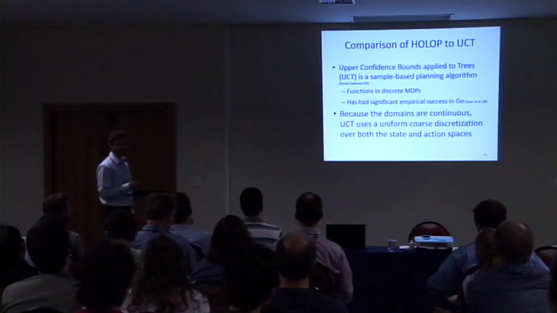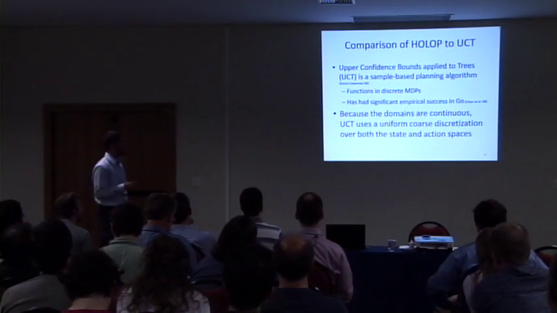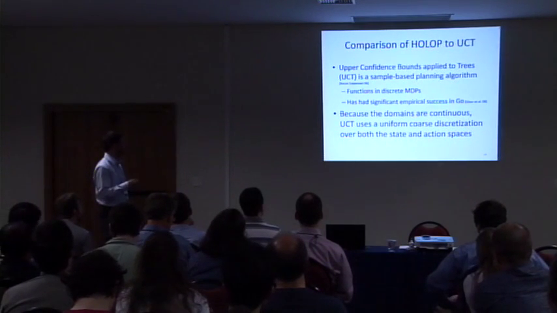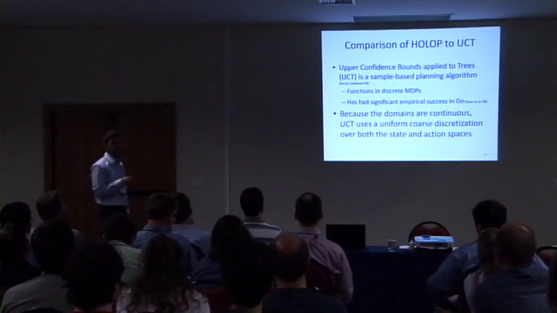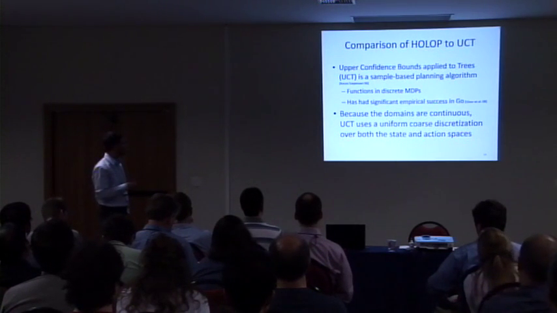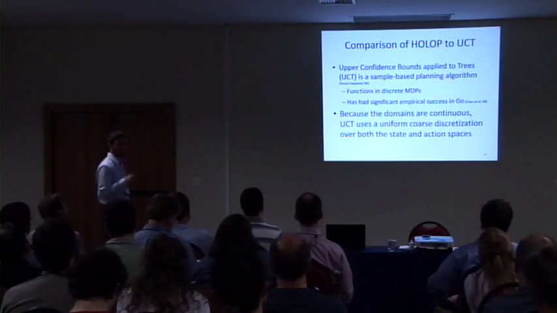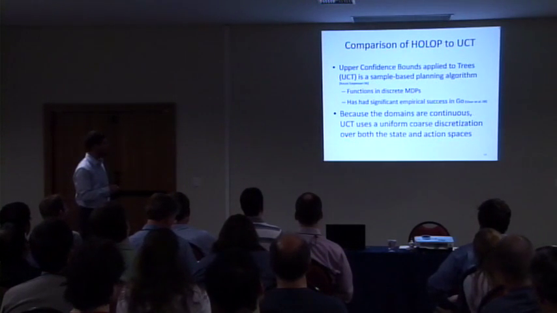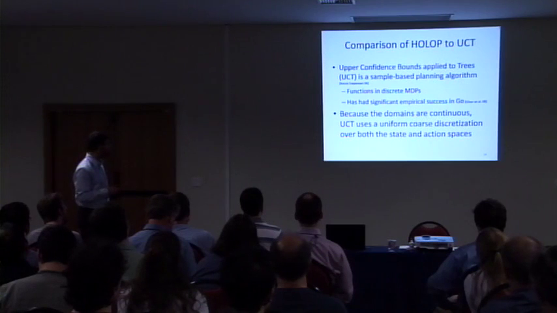Now I'm going to compare HOOT to UCT. For those who aren't familiar, UCT is an algorithm that's become very popular over the past few years. It stands for upper confidence bounds applied to trees, and it is also a sample-based planning algorithm that uses results from bandit literature. Just as HOOT is an algorithm that's designed for continuous MDPs, UCT has UCB1 inside of it that controls the policy for finite MDPs. It is a very powerful algorithm, and it's considered state-of-the-art for a lot of areas, including planning and Go.